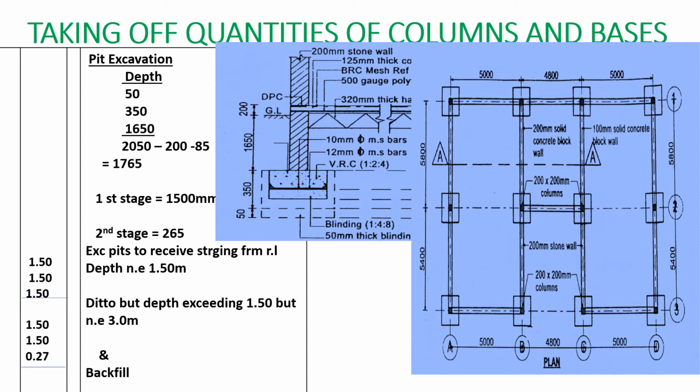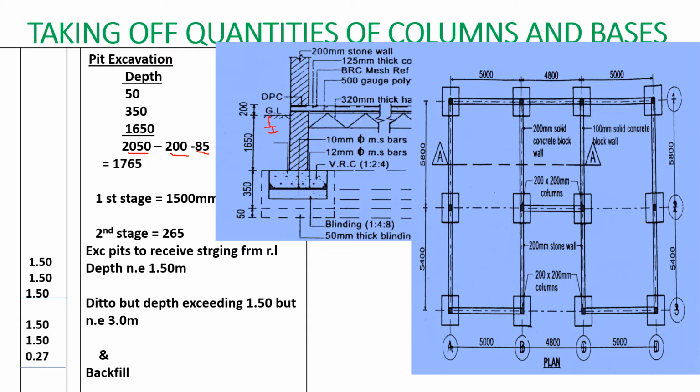Now we proceed to pit excavation. We need to excavate the pits. So let's get the depth. The pits will be the same size as the size of the column base, that is 150 by 150. So we need to get the depth of excavation. So we are excavating from the top of the ground level here. So we need to add this one. This is 1650 plus 350 plus 50. That gives us 2050. From 2050, we subtract, we had already excavated 200 for vegetable soil up to that point, and then 85 up to that point for reduced level. So we subtract 200 and then we subtract 85. That is going to give us 1.1765.